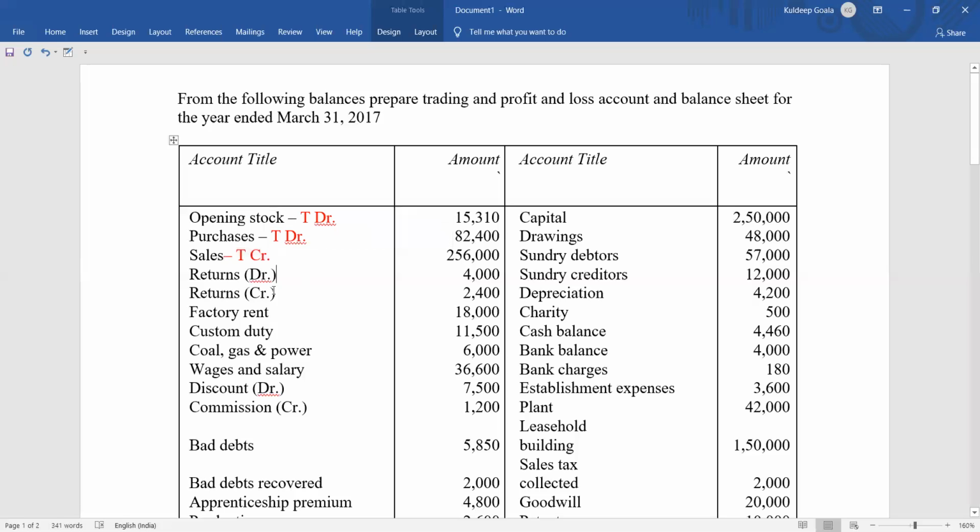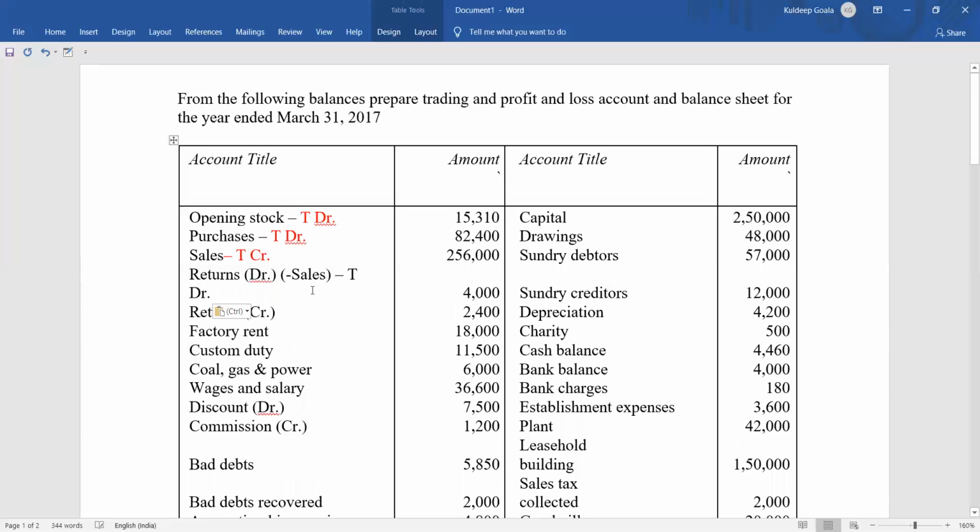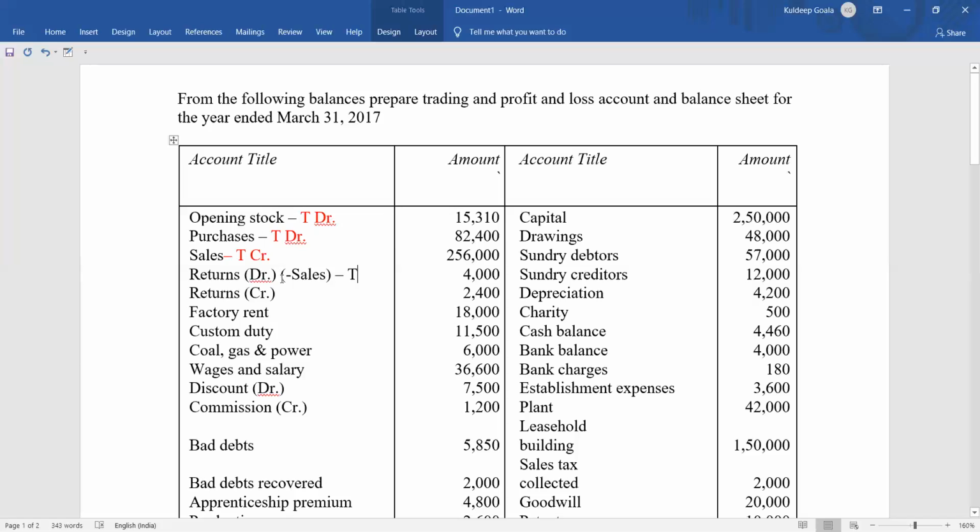Then coming to the next one, return. Return, if it is in debit, means it is sales return. If you recall the entry we used to give for sales return, it was sales return account debit to the customer. That is why sales return shows a debit balance. So this will simply be deducted from sales, minus from sales in the trading account. I'll mention it like this: minus sales, trading account.